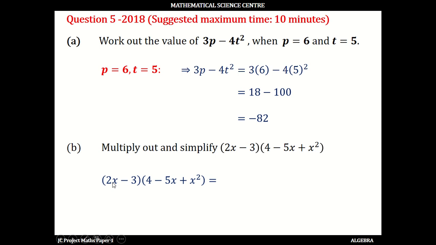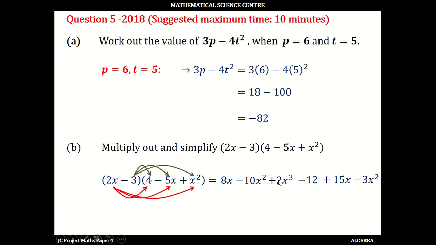So we start off multiplying the 2x by the 4. And 2x by 4 gives 8x. Next of all, we multiply the 2x with the minus 5x, and that gives minus 10x squared. Next of all, we multiply 2x with the x squared, and that gives 2x cubed. Then we multiply minus 3 with the plus 4, and that gives a minus 12. Next of all, we multiply the minus 3 with the minus 5x, and that gives plus 15x. And finally then we multiply minus 3 with the plus x squared, and that gives minus 3x squared.